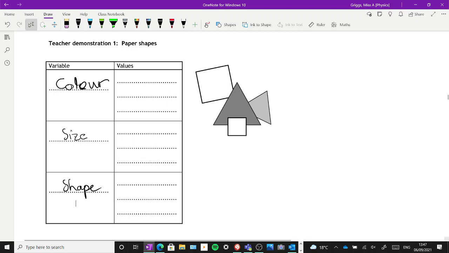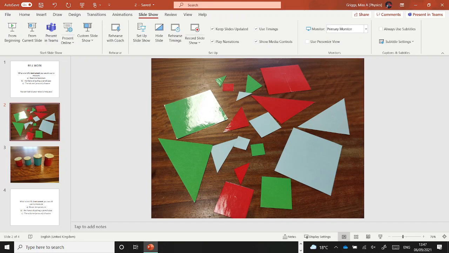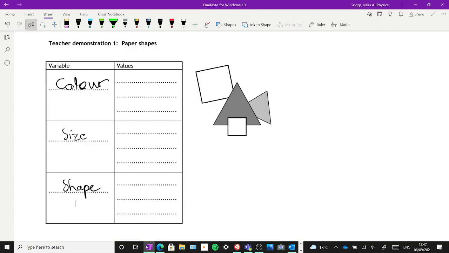Okay. So we've also got the values to the side. So if I go back to my PowerPoint, what are the values? So the shapes, it means what different shapes are there? Square and triangle. So the values for our shape are square and triangle.